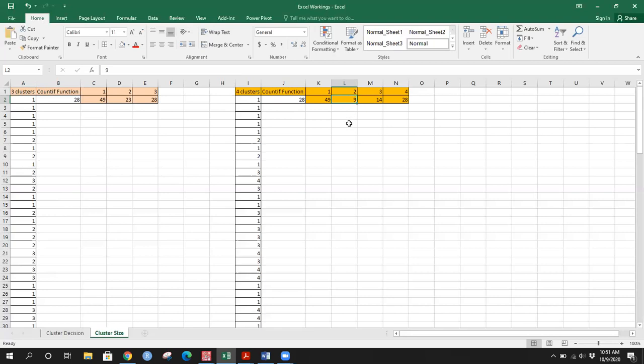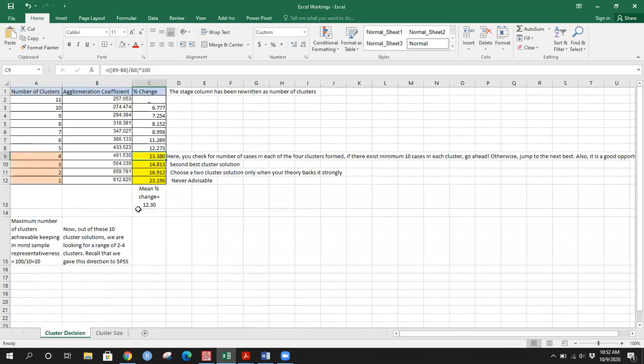Okay, so if in this particular data set you were by theory guided to pick 4 clusters, then there is no harm in going with this. Okay, but if you had the freedom to go for the second best, then what we will do, because we have gotten less than 10 people here, we will move on to the second best solution.